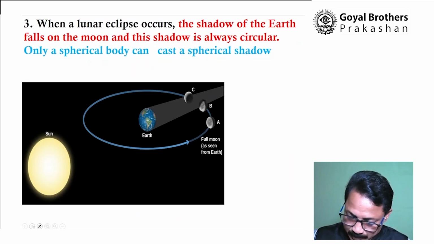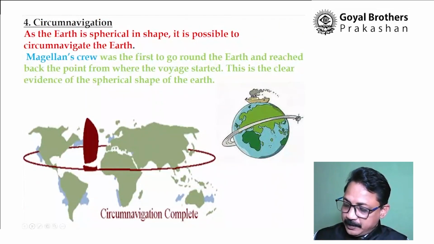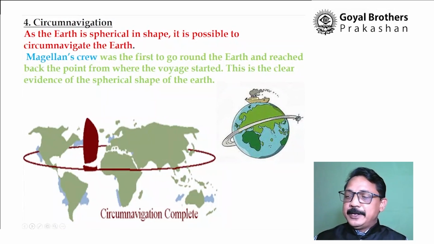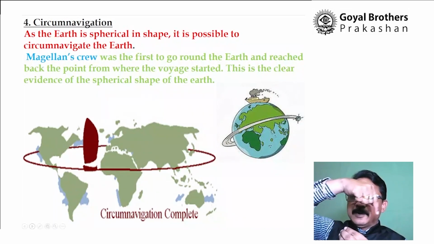Okay, now the fourth and very, very important proof is circumnavigation of the Earth. Now what is the meaning of the word circumnavigation? Circumnavigation means to move all around the Earth.